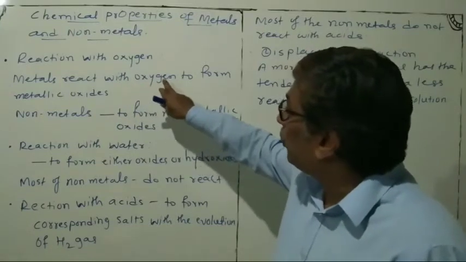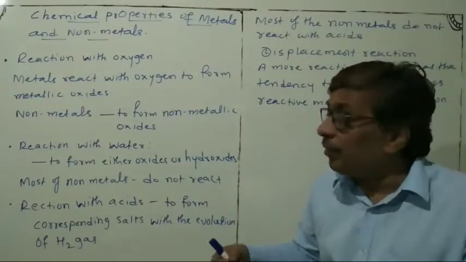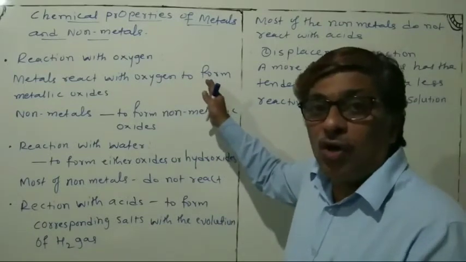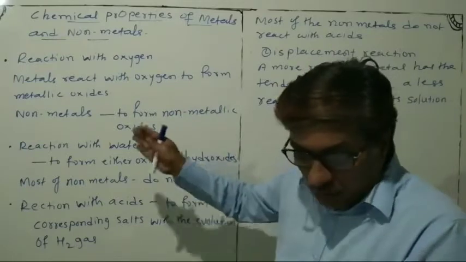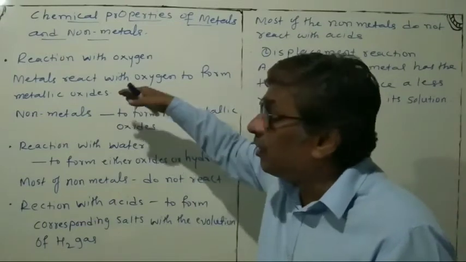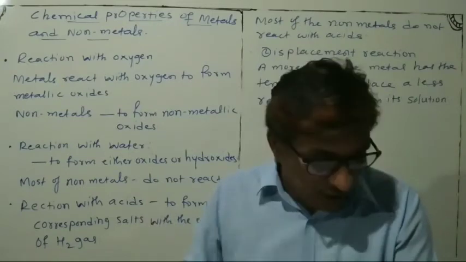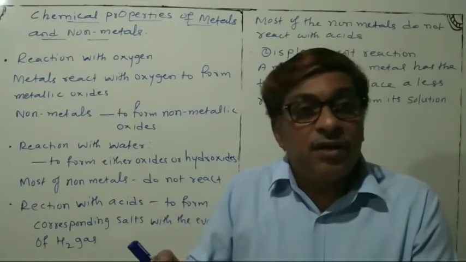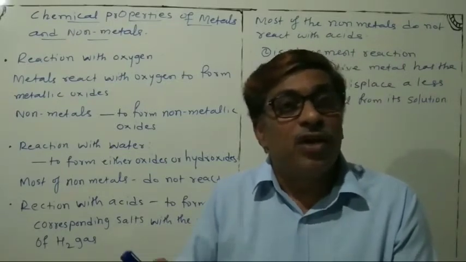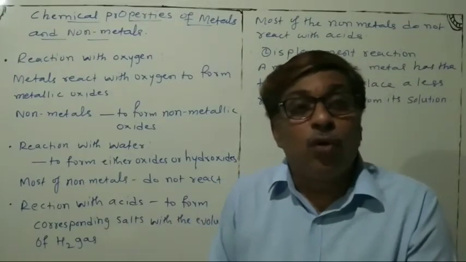Metals react with oxygen to form metallic oxides or metal oxides. Metals plus oxygen, you will get metal oxides. Now, to show that these metallic oxides are basic in nature, you will see an activity. Take a spoonful of rust. Rust means what? Iron oxide, Fe2O3. Dissolve it in a small amount of water.